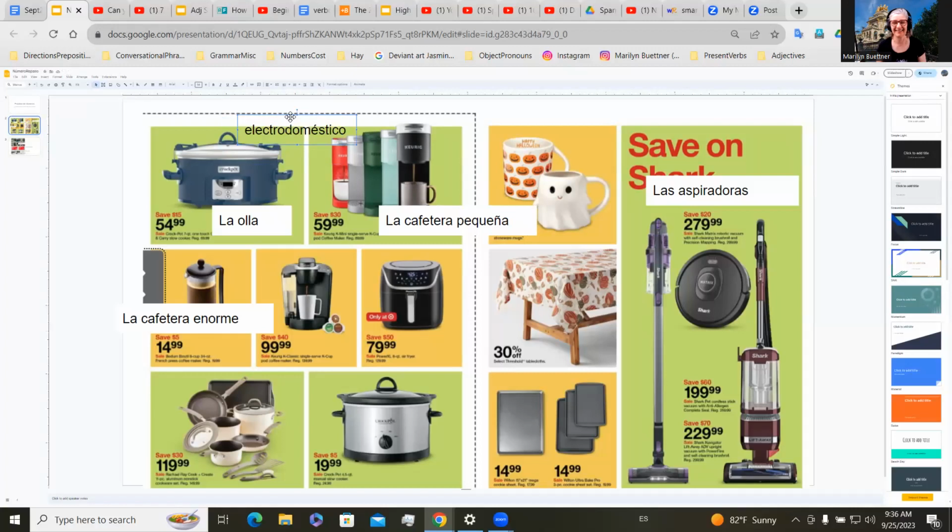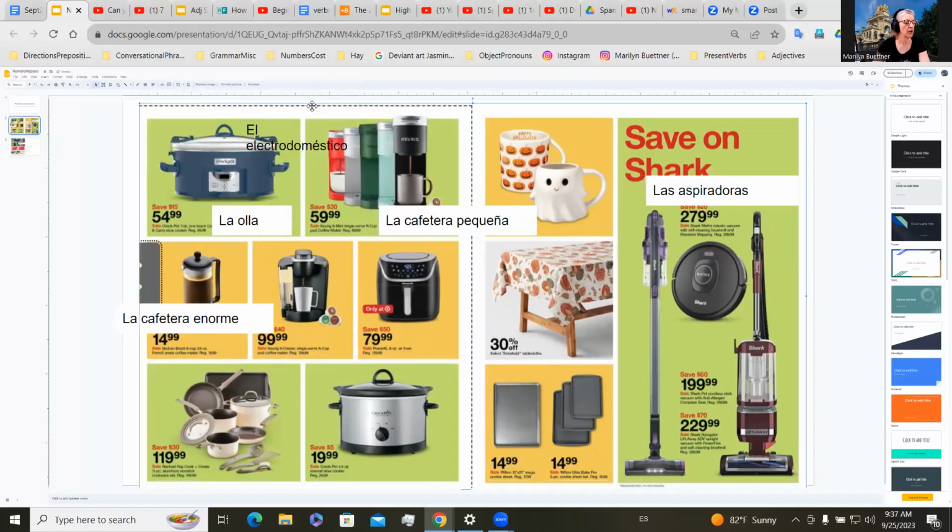Appliance. Sí, Rita. Sí. Excelente. Electrodoméstico. Y claro que es el electrodoméstico. Electrodoméstico es el término, es la palabra que usamos en español para hablar de appliances. ¿Sí? Bueno, entonces vamos a hablar de electrodomésticos y los precios, y vamos a repasar precios un poquito.